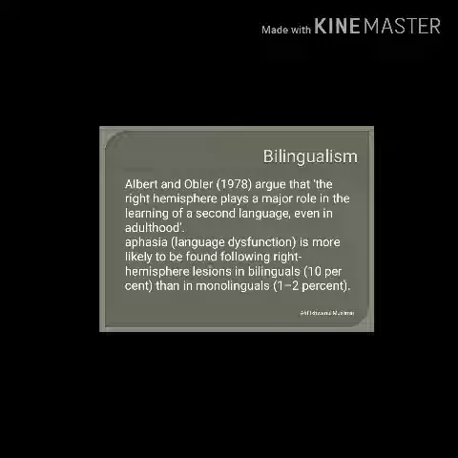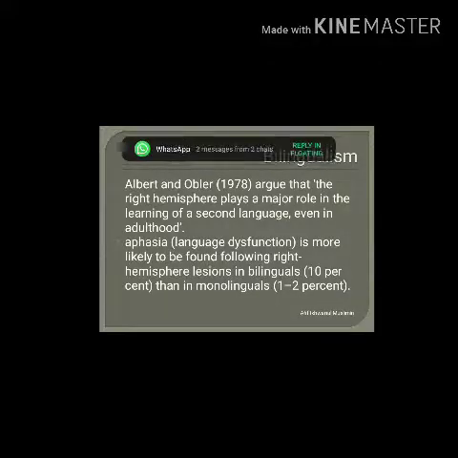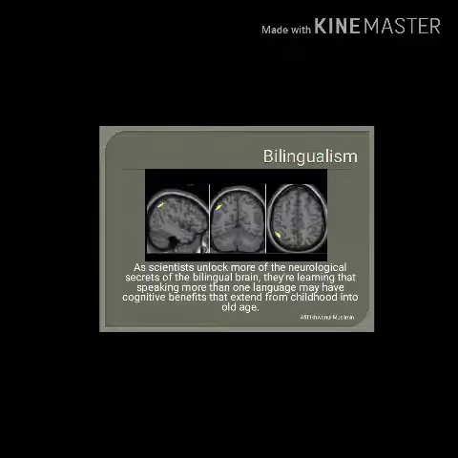Then there is also a fact that aphasia, or language dysfunction, is more likely to be found following right hemisphere lesions in bilinguals. So someone who has aphasia, when there is surgery, they can find that there are lesions on their right hemisphere. So the right hemisphere here works for bilingualism.